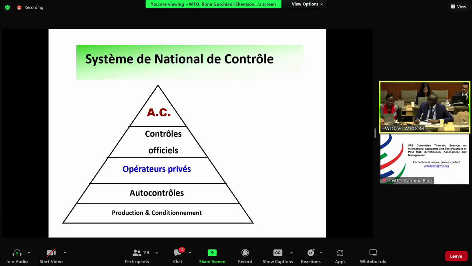Voilà, ainsi décrit le système national de contrôle. Ce sont les autorités compétentes qui font les contrôles officiels, aussi bien pour la surveillance que pour les contrôles de conformité commerciale et les contrôles phytosanitaires. Maintenant, il est délégué aux opérateurs privés les autocontrôles, aussi bien en zone de production qu'au niveau des stations de conditionnement. Et à ce niveau, il y a des procédures définies au niveau de l'ONPV, partagées avec toutes les parties prenantes pour qu'on ait véritablement une visibilité par rapport à tout ce qui se fait dans le cadre du commerce des produits agricoles.